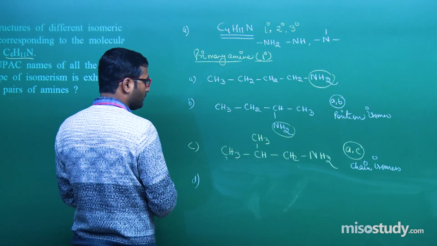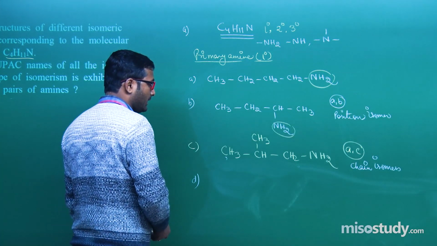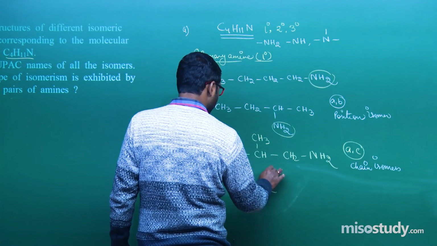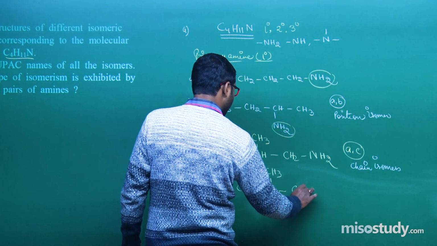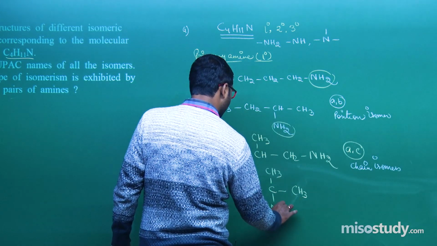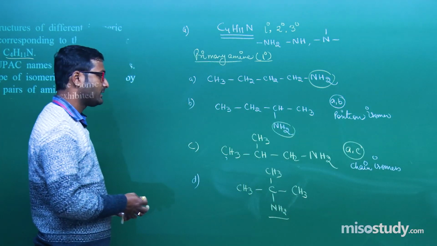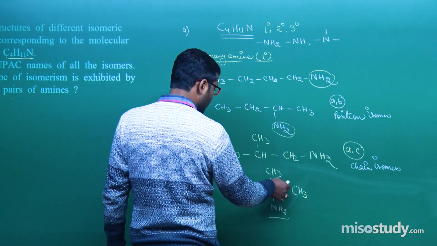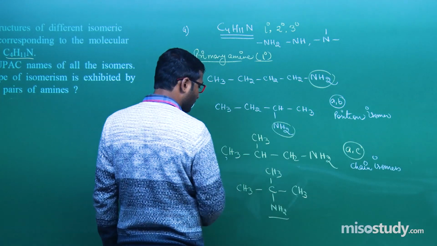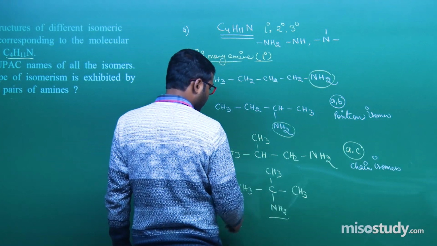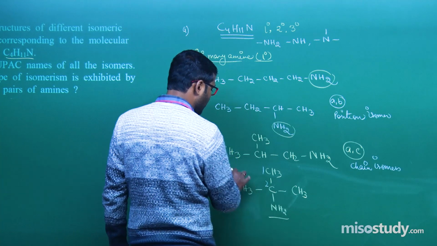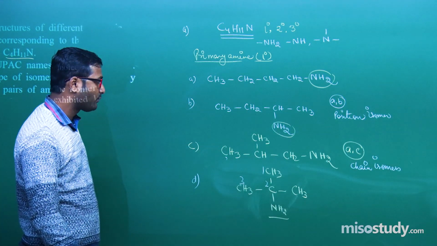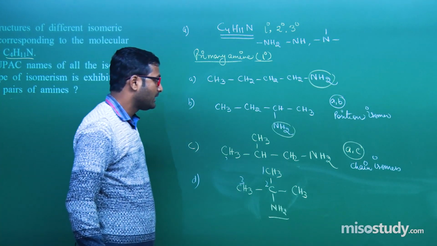Now next, how can you draw the next figure? Okay, I can write like this: CH3, C, then CH3, then CH3, then NH2. Yes, definitely sir. Why not? Now check it out. What is the name of this compound? If I start from here, 1, 2, 3, that is 2-methyl propane-2-amine. 2-methyl propane-2-amine. Clear to you?